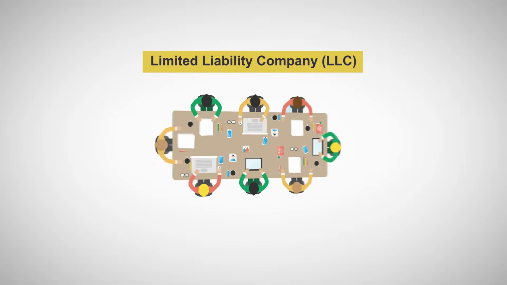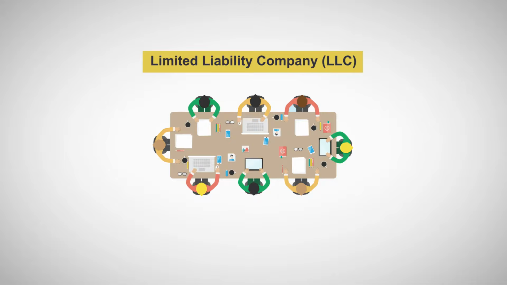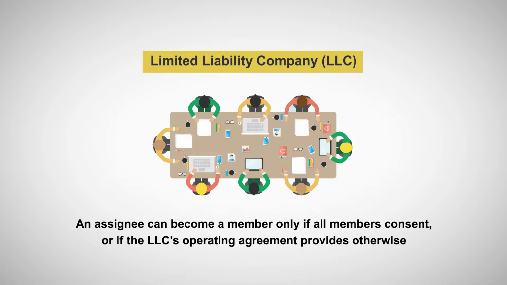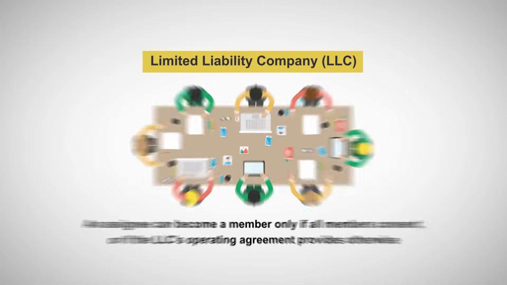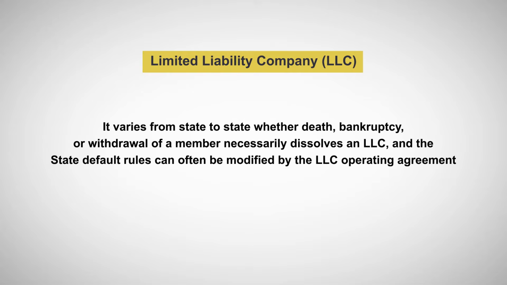Typically, members can assign their financial interests in an LLC, but the assignee can become a member only if the other members consent, or if the LLC's operating agreements provide otherwise. It varies from state to state whether death, bankruptcy, or withdrawal of a member necessarily dissolves the LLC, and state default rules can often be modified by an LLC operating agreement.